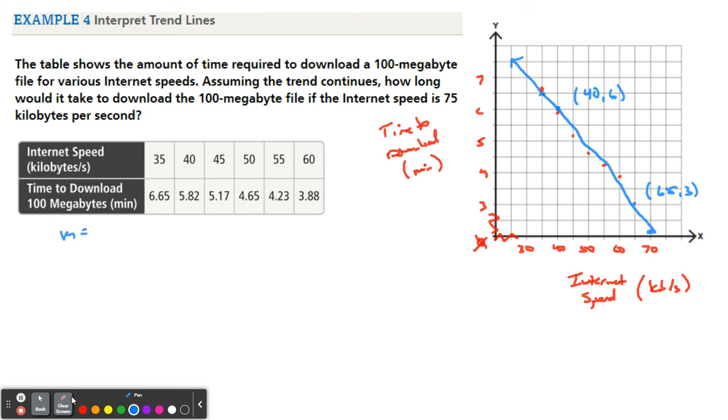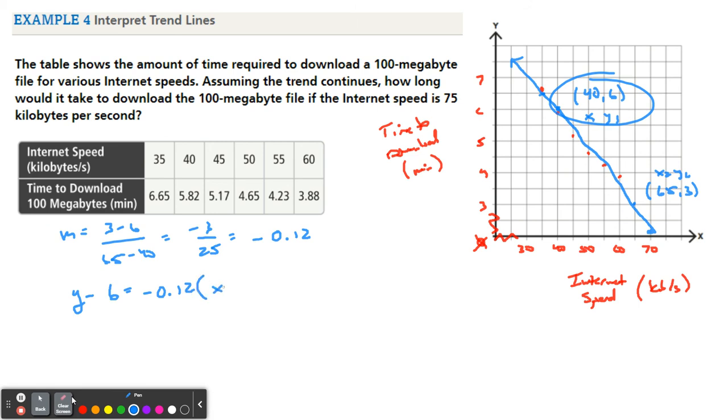Let's find the slope. So y2 minus y1. So let this be x1, y1. Let this be x2, y2. 3 minus 6. That's my y's. 65 minus 40. I got negative 3 over 25. And negative 3 divided by 25 is a nice even negative 0.12. Great, no rounding necessary. And now let's use our point slope form, y minus. I'm going to use the 40 and 6 as my x1, y1. It doesn't really matter. So y minus 6 equals negative 0.12 times x minus 40.